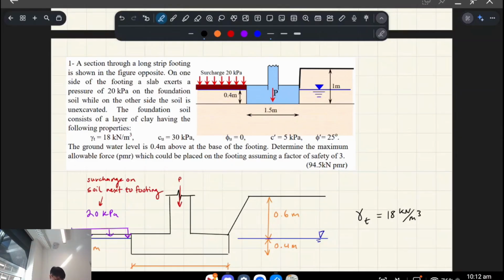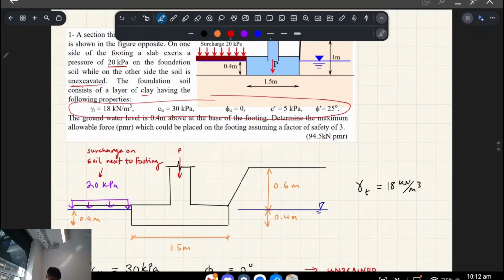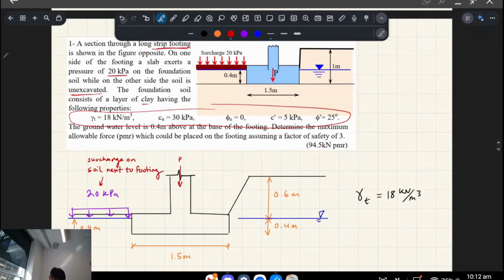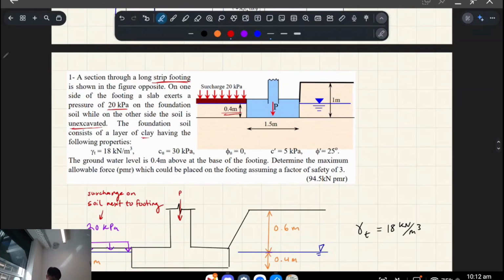For this first one, a section through a long strip footing, the first thing you have to realize is that it's a strip footing. On one side of the footing, a slab exerts pressure on the foundation, while on the other side, it's unexcavated. The foundation soil consists of a clay layer having these properties, so it lists your drained and undrained properties. The water level is 0.4 meters above the base of the footing.